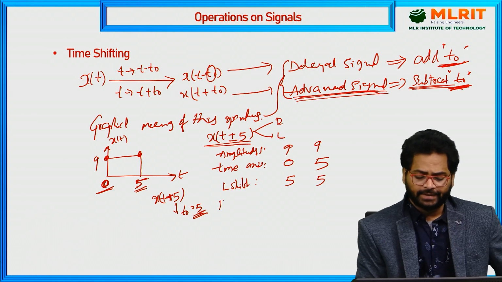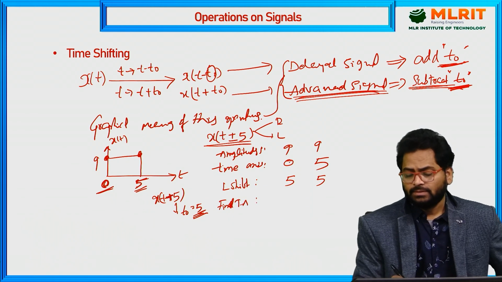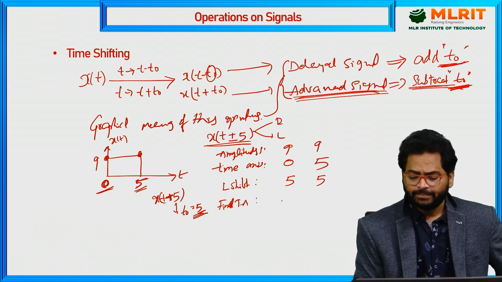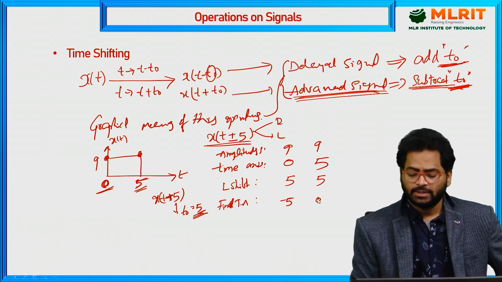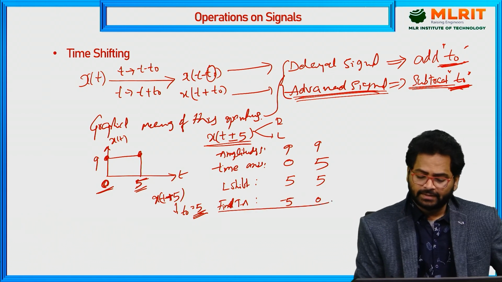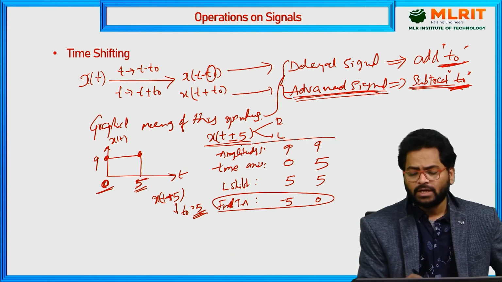And what is the final time axis? Final time axis is 0 minus 5, it is minus 5, and 5 minus 5 it is 0. So these are the final time axis values, but the amplitude is not going to change at all.